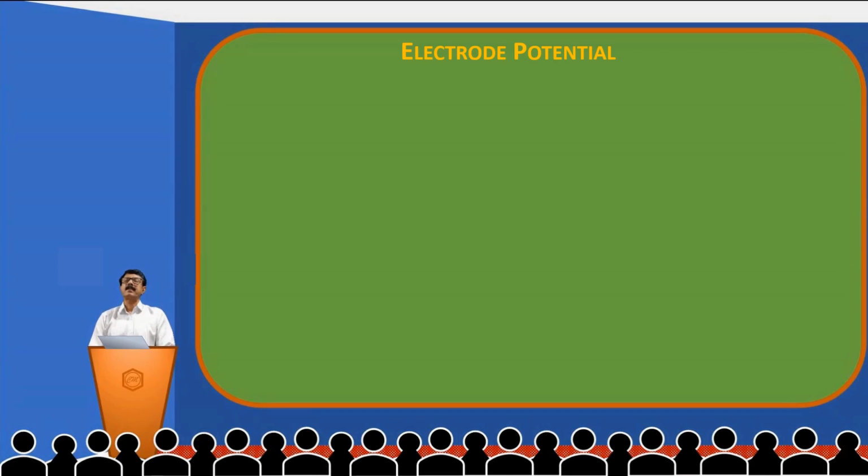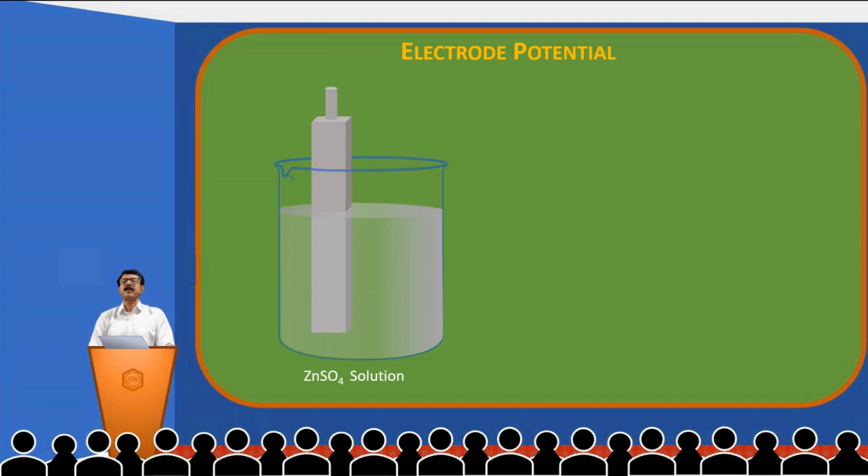Now let us construct a zinc electrode. For that, I am dipping a zinc rod into zinc sulfate solution taken in a beaker. Just look at the figure. This setup will generate a potential which we call the electrode potential. Now let us see how the potential is generated.